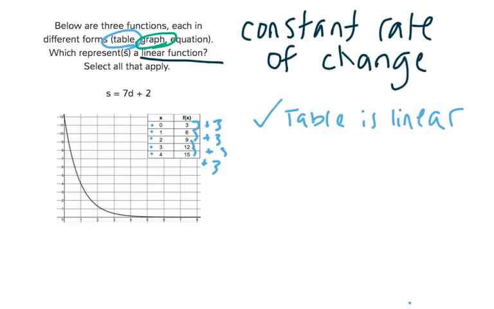The graph, if we're looking at the rate of change here, I can tell that this line is decreasing. But we don't care whether it's increasing or decreasing. We could have a linear function that increases, we could have one that decreases. Let's pay attention to this rate of change.